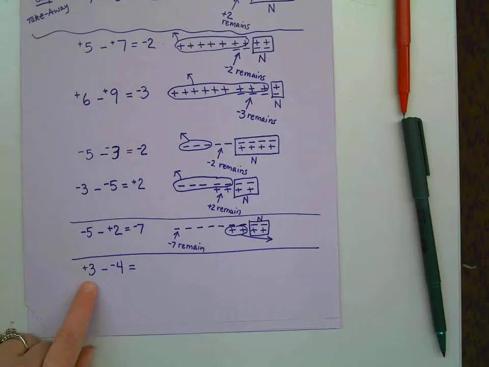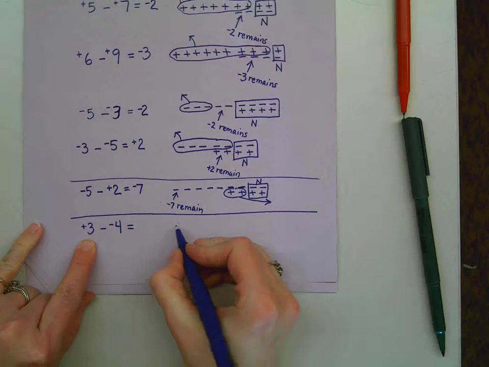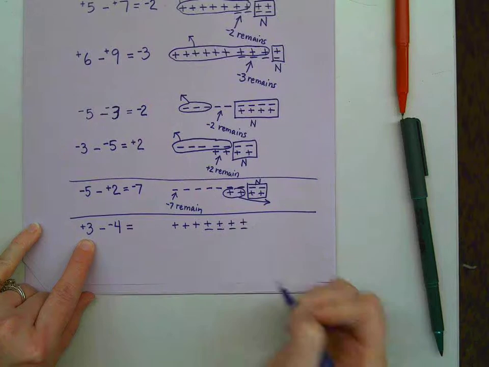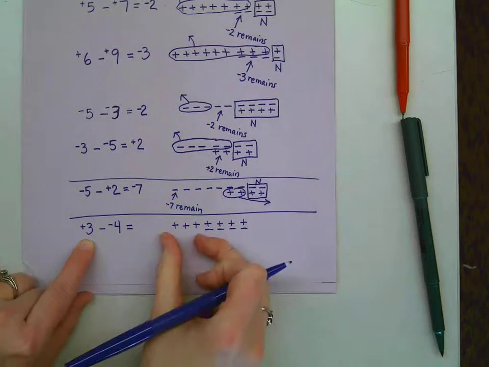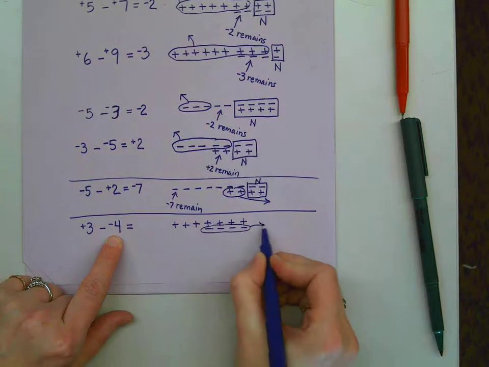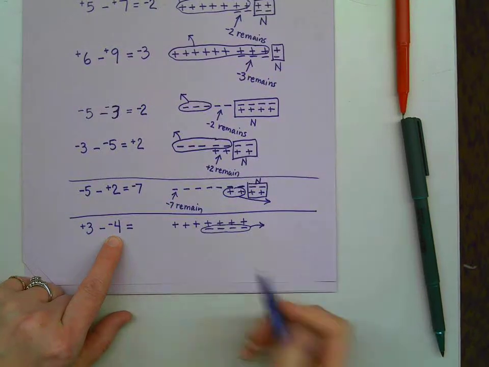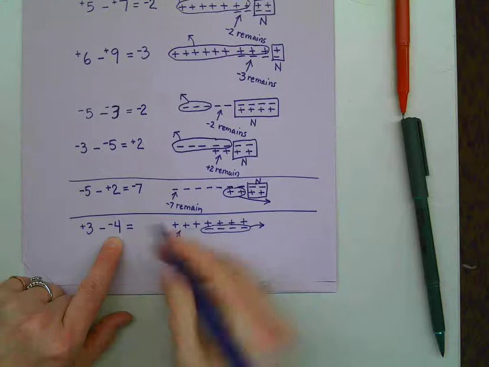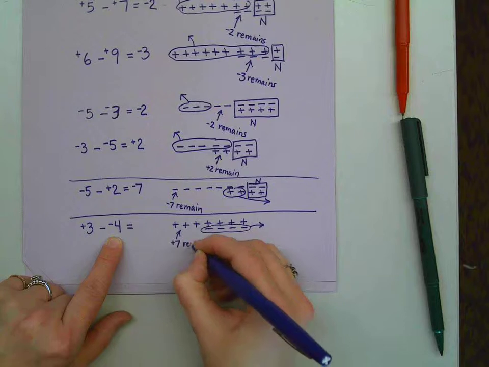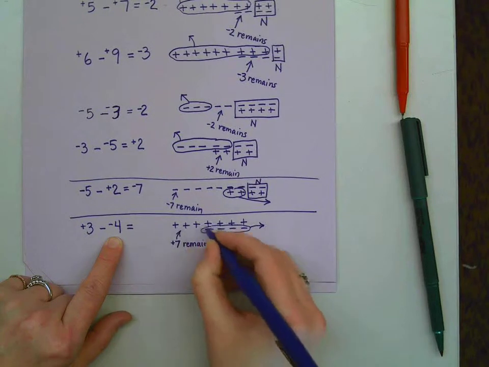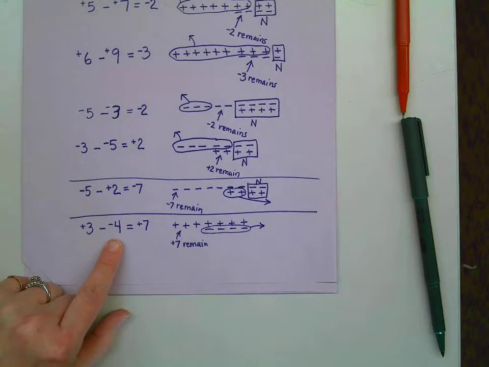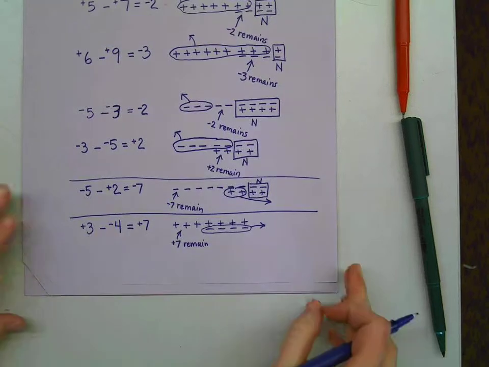So this time I'm going to start with 3 positives, add in some neutral pairs. From this collection of a +3, I'm going to take away 4 negatives. Identify my neutral pairs, and I have no more neutral pairs remaining. So in my positive amount, or my other remaining pieces, I have 7 positive chips. That's 1, 2, 3, 4, 5, 6, 7. So a +3, minus a -4 equals a +7.